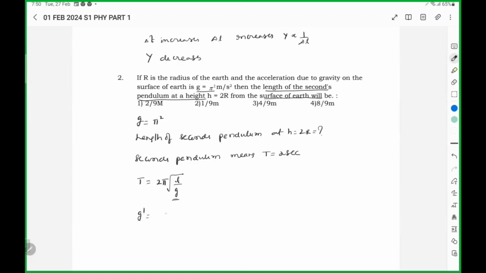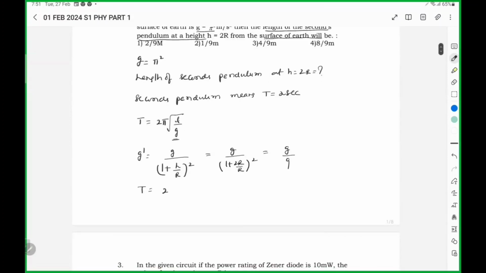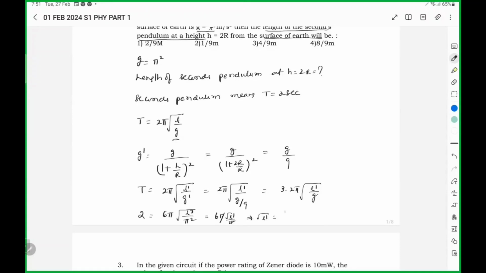So with respect to height, g changes like this, with 1 plus h by R squared, which is 2R by R. So the time period will be 2 pi root L by g dash, where g dash is g by 9. It is 3 times 2 pi root L dash by g. So the time period is 2 seconds. Root L dash by g is pi squared. So we get here 6 pi root L dash by pi. Root L dash is 1/3. So L dash becomes 1 by 9 meters.